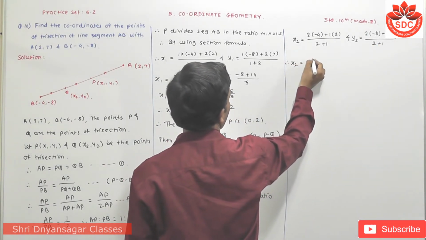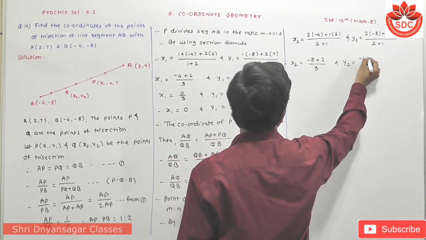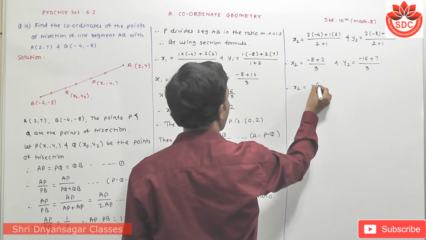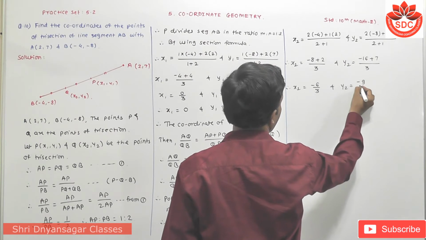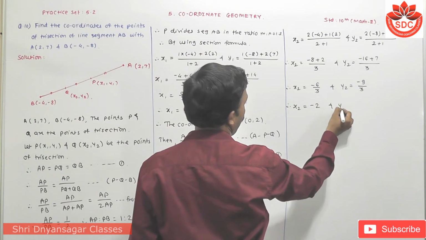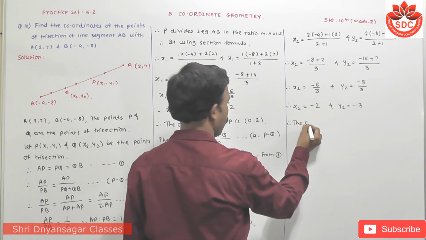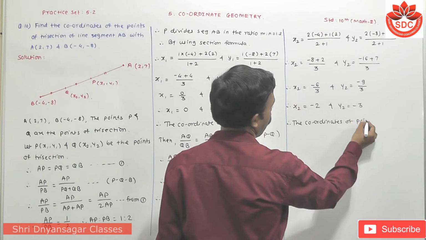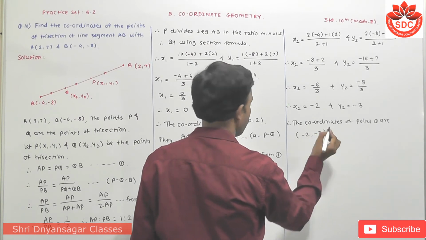Therefore, x2 is equal to minus 8 plus 2 upon 3 and y2 is equal to minus 16 plus 7 upon 3. Then this value becomes x2 is equal to minus 6 upon 3 and y2 is equal to minus 9 upon 3. When we simplify it, x2 is equal to minus 2 and y2 is equal to minus 3. Therefore, the coordinates of point Q are minus 2 and minus 3.